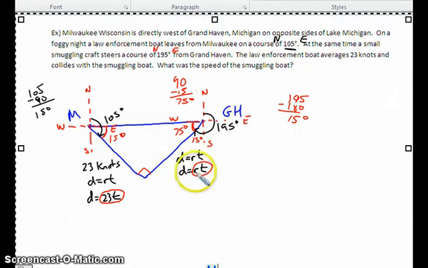Well, what I do know is that since they left at the same time, whatever the t value is going to be exactly the same. So what I can say then is that this side of my triangle would be 23t, because it's the rate that it's traveling times the time. This side of the triangle would be its rate times its time, and I don't know any of those, but I do know that the t's are exactly the same because they left at the same time.